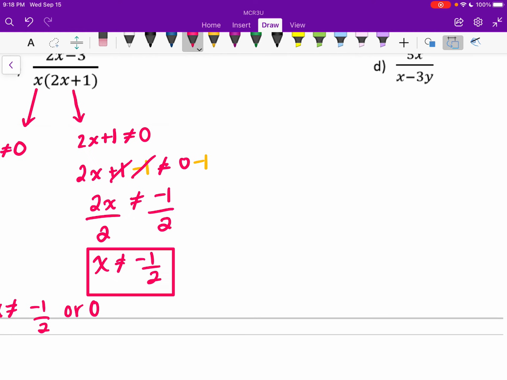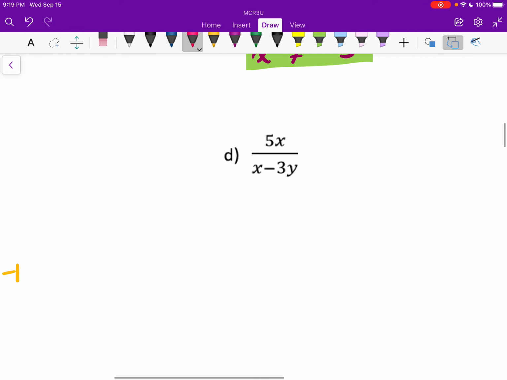Okay? So I want you to try this one on your own. This one's a little bit more complicated because now there are two variables, but it's still the same. You still need to solve for what x cannot equal. It's just that now x can cannot equal something in terms of y. So try that on your own. Pause the video and then I'll take it up with you.